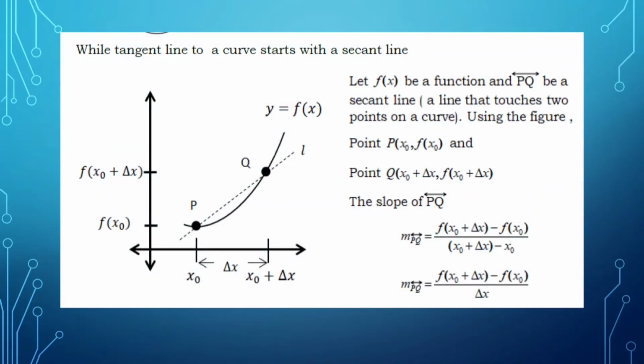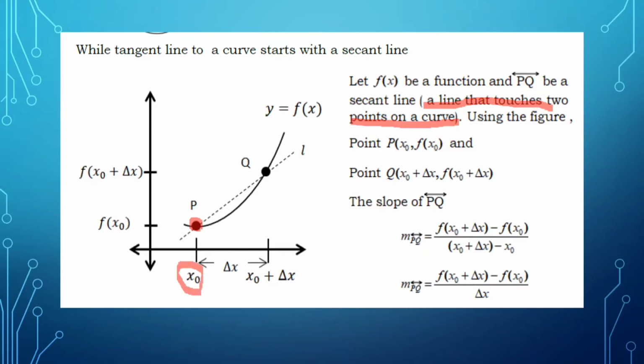The tangent line to a curve starts with the secant line. Let f of x be a function and line PQ be a secant line, a line that touches two points on a curve, using the figure. As you can see, the figure touches two points. So remember, a secant line touches two points on a curve. We have point P and point Q.